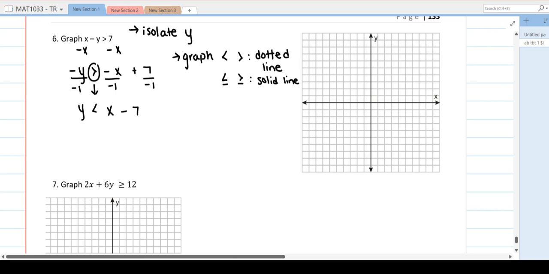Okay, so here I have x minus 7. So my y-intercept is negative 7. So there's negative 7. What's my slope here? 1. So I'm going to go up 1 over 1. Okay, and I make that a dotted line. So this is dotted. And you'll have the option for dotted or solid on your homework. And then you're going to shade.